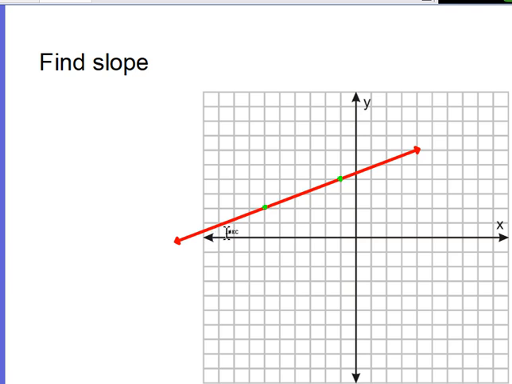Hey everybody, so today in this video we're going to talk about finding the slope of a line when graphed, and we're also going to talk about how we graph lines given an equation. So let's go ahead and start by finding the slope of a line.